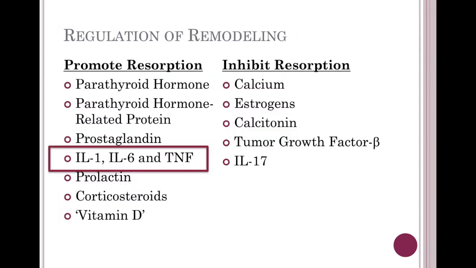Factors that regulate remodeling: things that promote resorption are parathyroid hormone or parathyroid hormone related protein, and things like prostaglandin, IL-1, IL-6, and TNF, which, keep in mind, are pro-inflammatory cytokines. So anything that promotes inflammation near the bone will also promote resorption. Things that inhibit resorption are calcium, estrogen, calcitonin, TGF-beta, and IL-17.